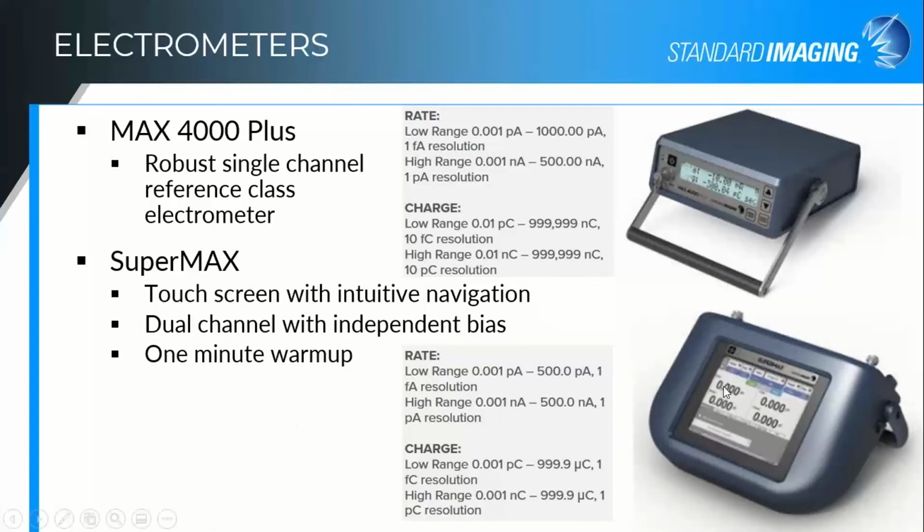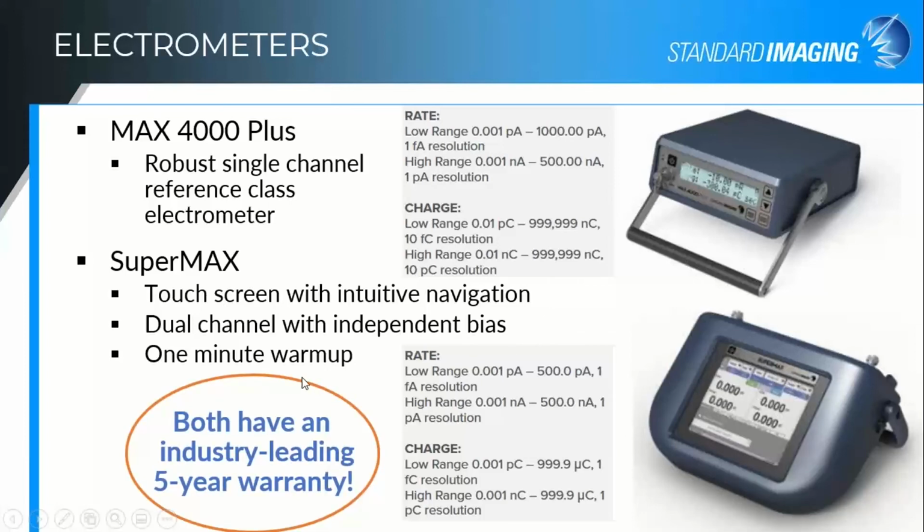The Supermax is our high-end 2-channel electrometer. It does have a touch screen. It's very easy to use. Has 2 channels with independent bias. It's also very nice if you're using the W1 scintillator with it. It has a very fast 1-minute warm-up as well. A little bit higher resolution at the low end, as well as range. Particularly for those small field or small signal measurements.